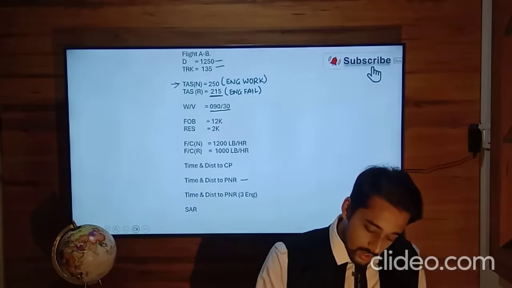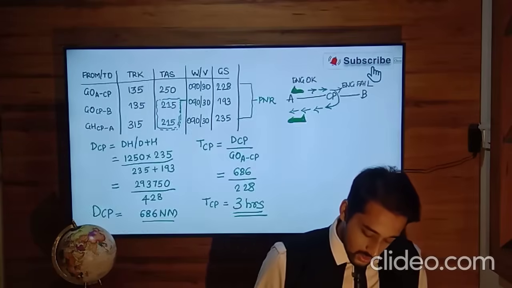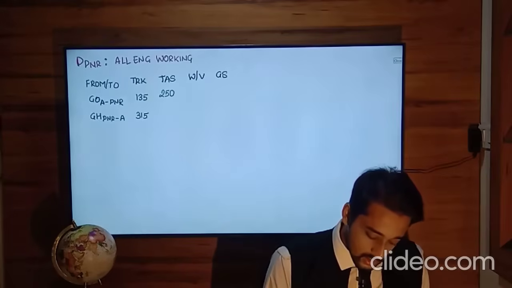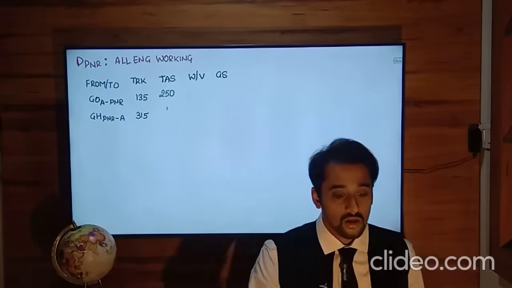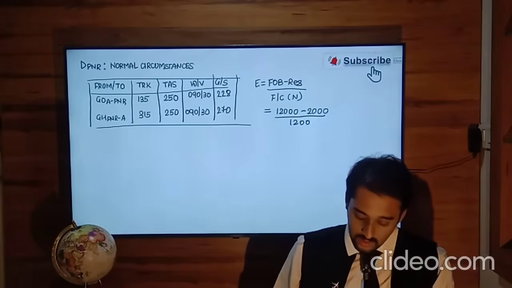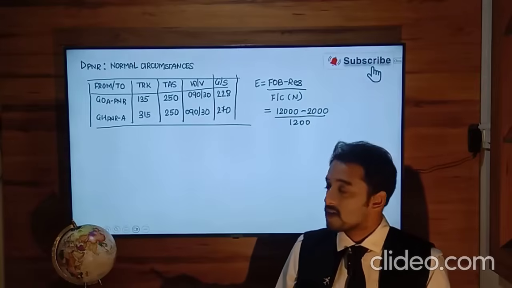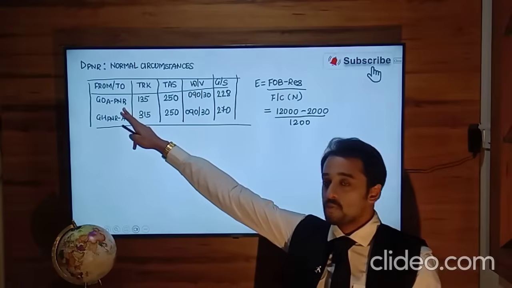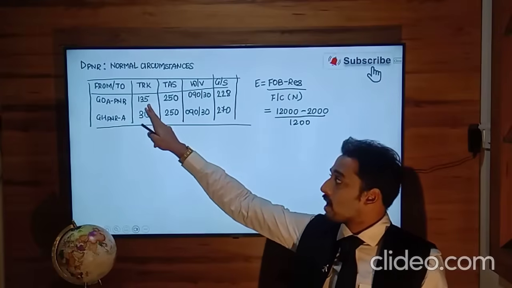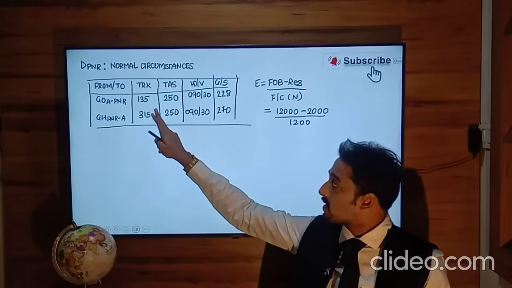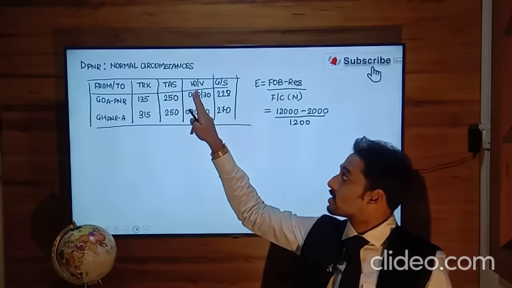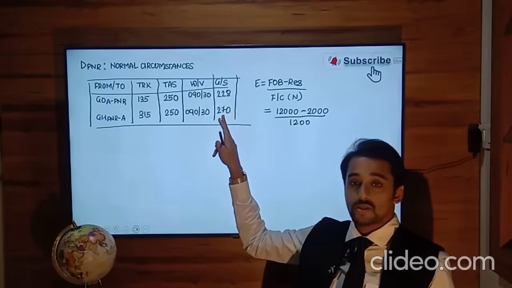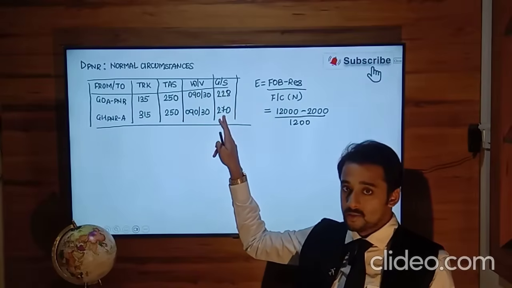So normal task is how much? 250. So we will use 250 knots. So we have to calculate distance to PNR for normal conditions when all engines are operating. Outbound A to PNR, PNR to A, track outbound 135, inbound 315, task 250, 250, winds 090 at 30, and ground speed 228 and 270 that we calculated from CX3.